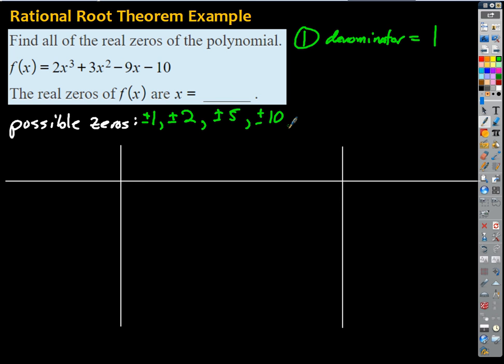Okay, for part 2 of our list, let's assume that the denominator equals 2, the other possibility. Okay, so then we'd have to add plus or minus 1 divided by 2, right? Plus or minus 2 divided by 2, but what's that? 1. I've already got that on the list, so I can ignore that one, right? Plus or minus 5 divided by 2, or plus or minus 10 divided by 2, but what's that? 10 divided by 2 is 5. It's already on the list, right? So we've only got 2, 4, 6, 8, 10, 12 possible zeros to try.